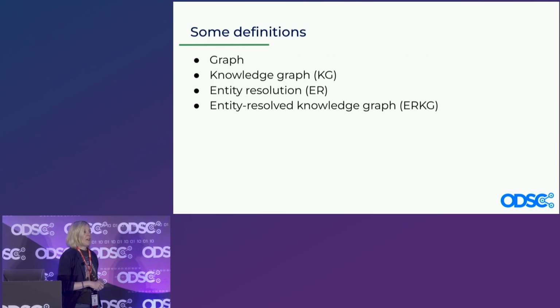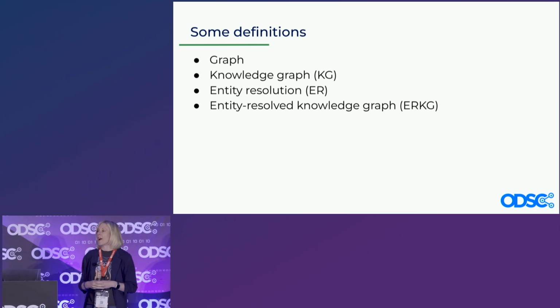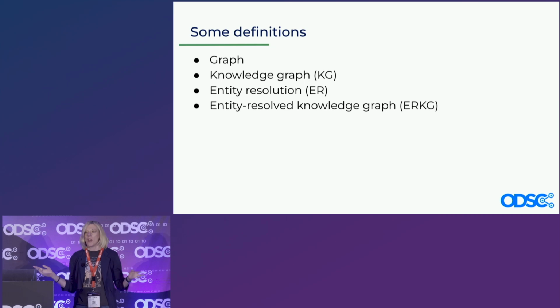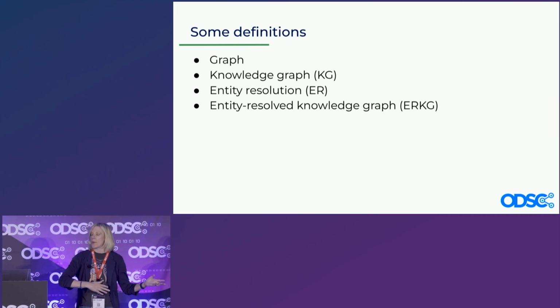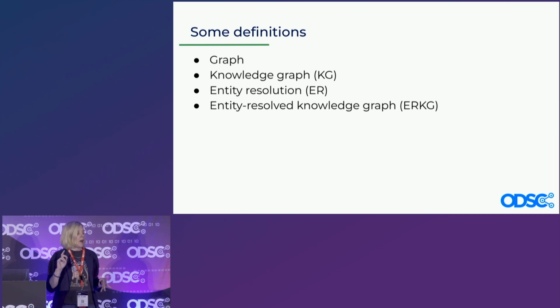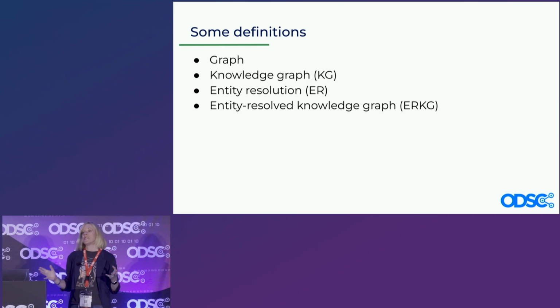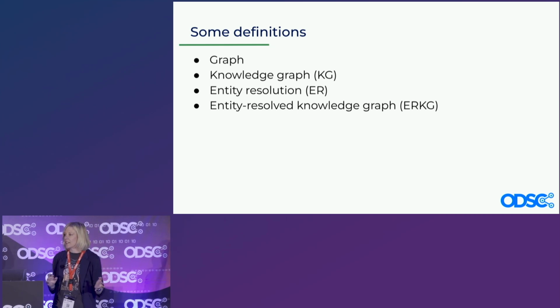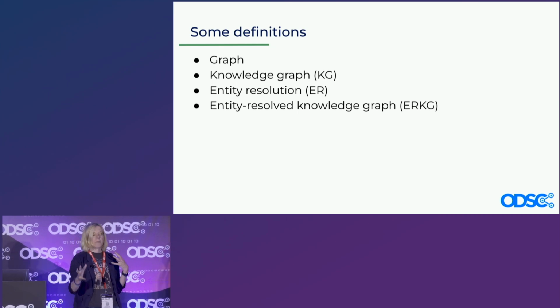So let's start with some definitions. Graphs: things connected to other things through some sort of relationships. We call those things nodes or vertices. We call the stuff connecting them relationships or edges. A knowledge graph, though, is kind of a special subset of a graph. A knowledge graph is where we have ideas connecting to other ideas.